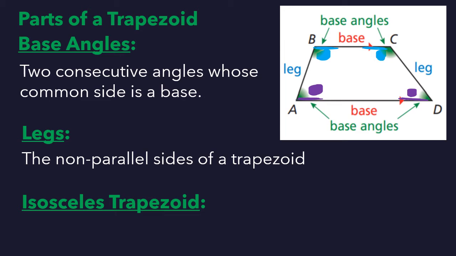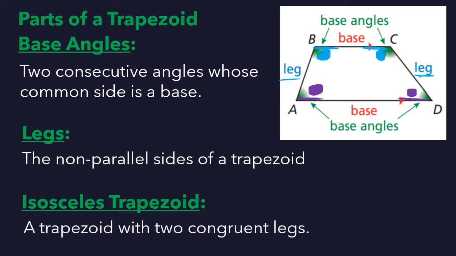All right, the legs are the non-parallel sides of a trapezoid. So if you look over here on the left, you have a leg, and over here on the right, you have a leg, and they are not parallel. So they're the non-parallel sides of the trapezoid. In an isosceles trapezoid, the two legs would have to be congruent. So if you see those two legs and you see those congruent signs, or they have the same length, then a trapezoid becomes isosceles.